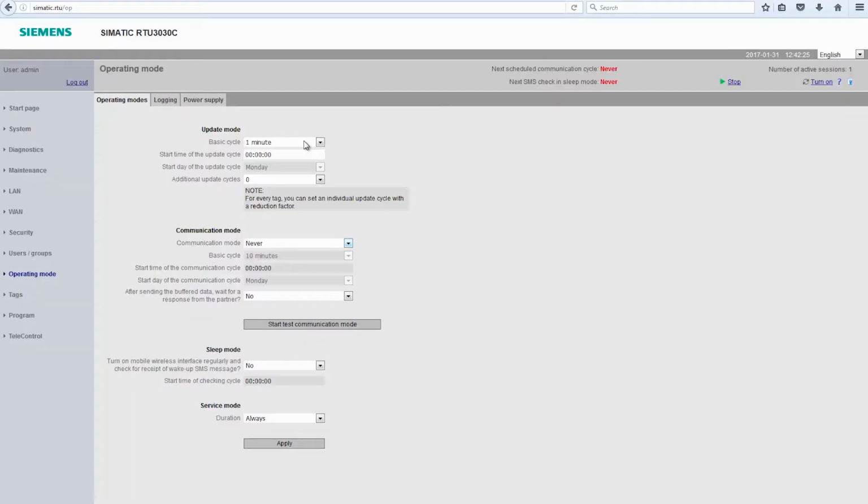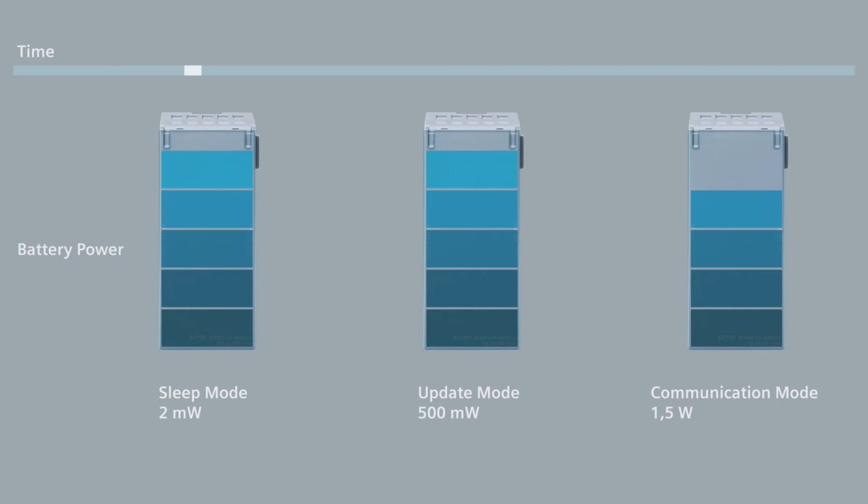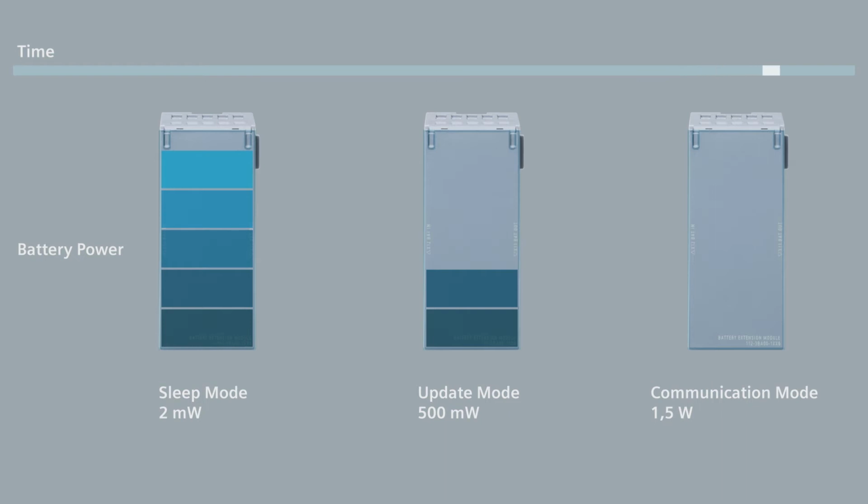Now I will set the communication mode. I will define in which time grid the RTU establishes the mobile connection for the transmission of the collected data. Since an established mobile connection causes the greatest power consumption, the communication mode should be configured in as long a cycle as possible. For comparison, in sleep mode, an RTU has a typical power consumption of just 2 milliwatts. In update mode, it's approximately 500 milliwatts. In communication mode, it's up to approximately 1.5 watts.